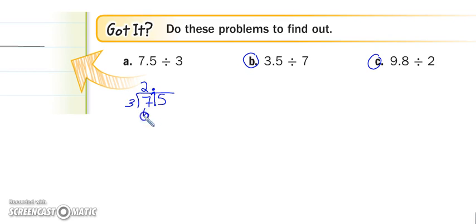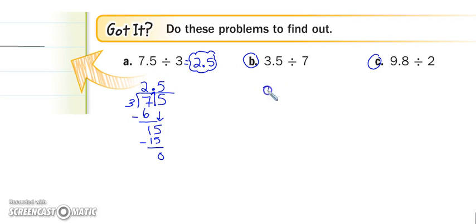2 times 3 is 6. 1, bring down the 5. 3 goes into 15 5 times. 5 times 3 is 15 with none left over. So my answer is 2.5. All right, again, try B and C on your own. Pause the video now.